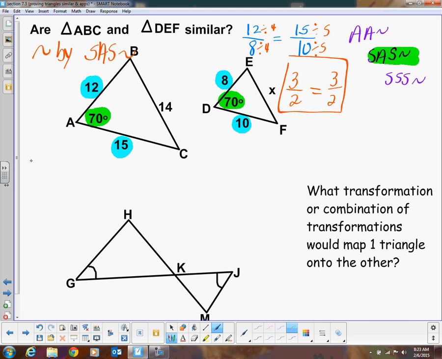Now if they ask you to write a similarity statement, what that means is, just like in congruence, if I say triangle CAB, be careful, what would you say? To what triangle? FDE. All right, and that would be by side, angle, side.